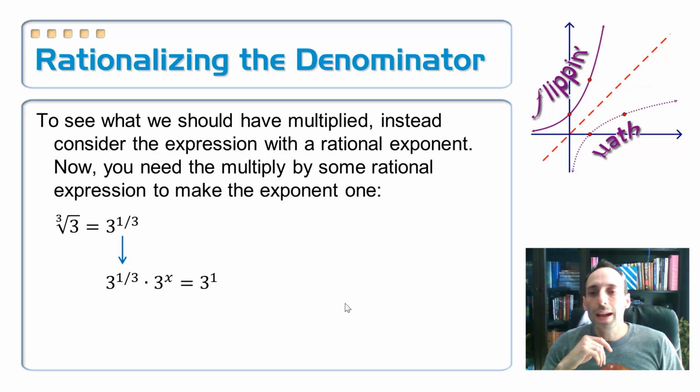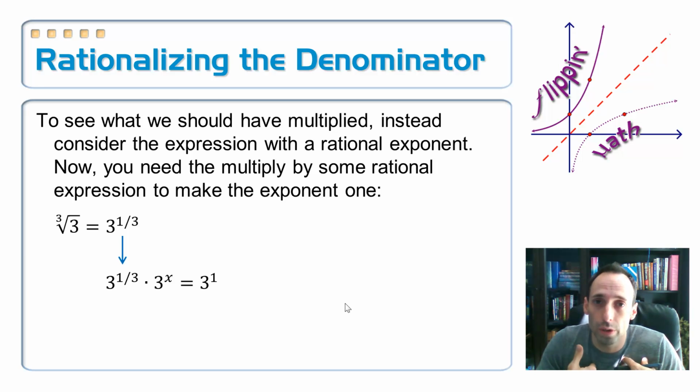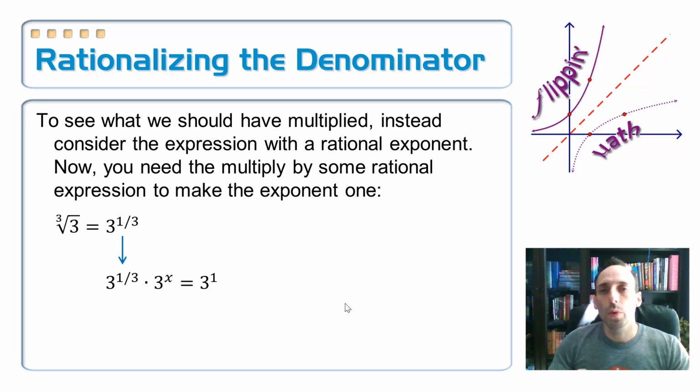And what I want to happen is to be able to multiply 3 to the 1/3 times 3 to something else, I don't know what it is, in order to get 3 to the 1st power, right? I want that. That way on the denominator of the fraction, I just get the number 3, as in 3 to the 1st power, not like the cube root of 3 or the cube root of 9 even.